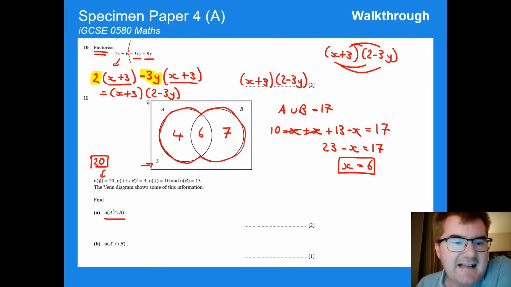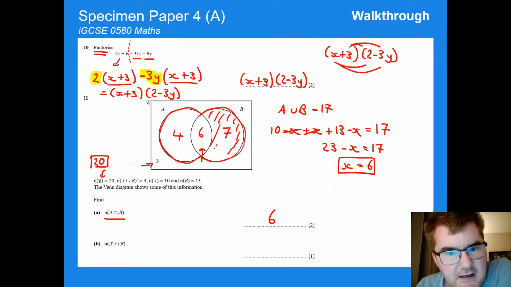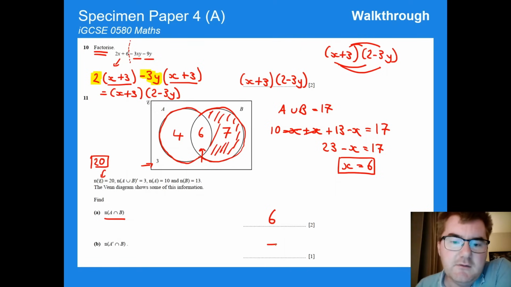So now to work out this. The number of elements in A and B, so that's just the intersection. So that is the 6 that we just worked out. So we can pop that down. This is a bit more complicated. So not A, so nothing in A and B. So the crossover between not A and B, that's just going to be this section here. So that's just going to be equal to 7.